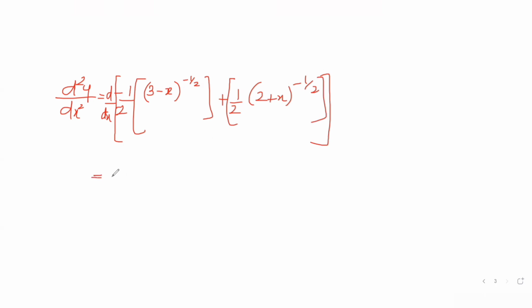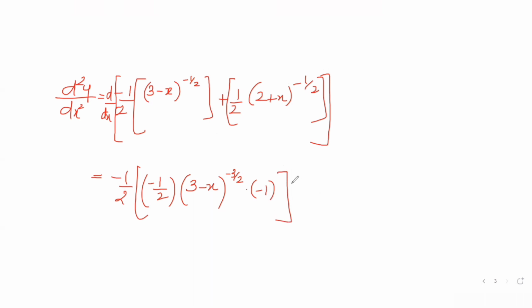If you differentiate, minus half as it is, and x raised to n gives n into x raised to n minus 1. So minus half and minus 1 gives minus 3 by 2, into the derivative of 3 minus x, that is minus 1. Then plus half, 2 plus x raised to minus half, so it becomes again minus half, 2 plus x raised to minus 3 by 2.